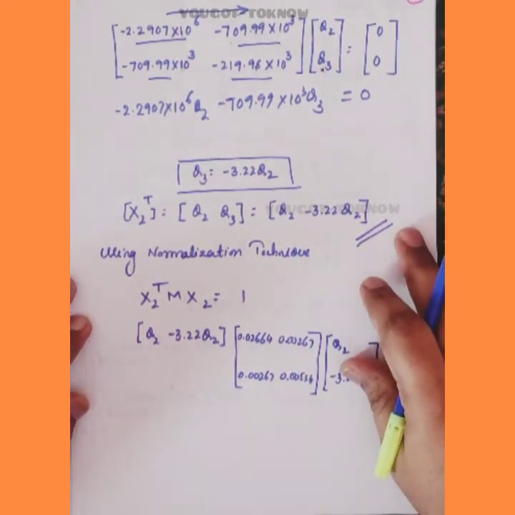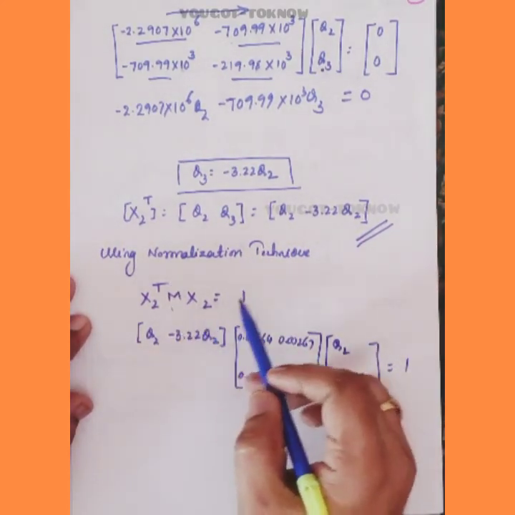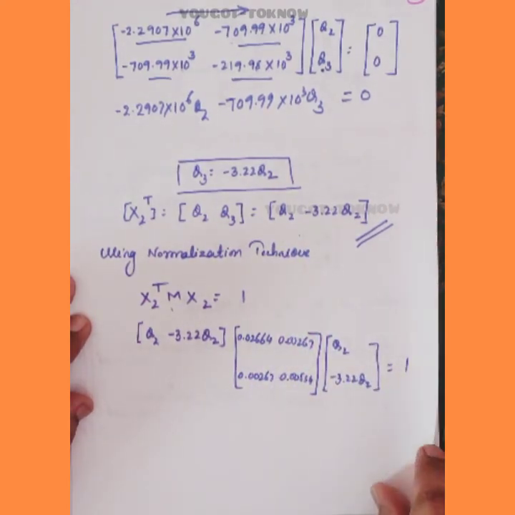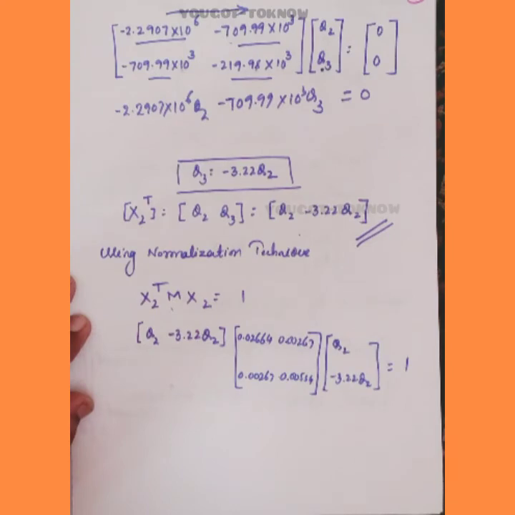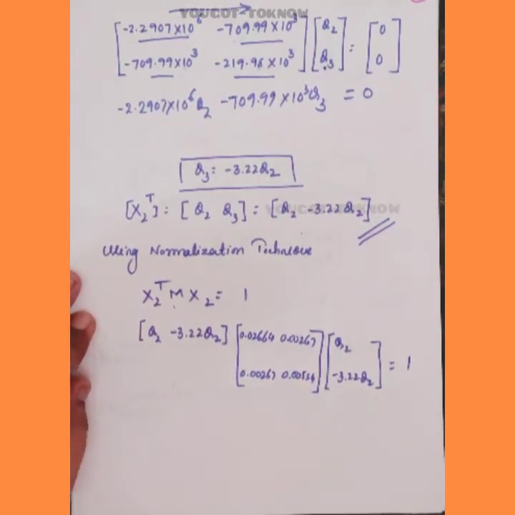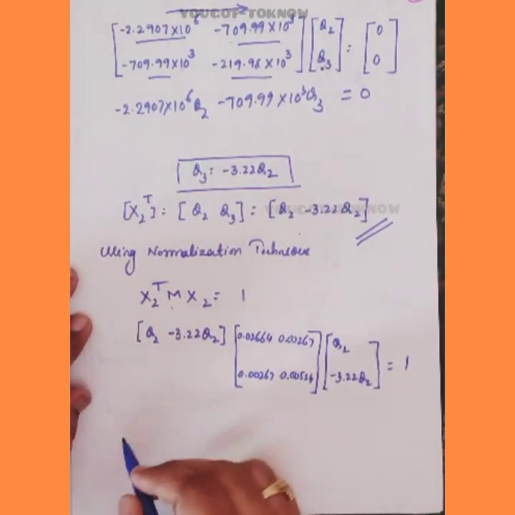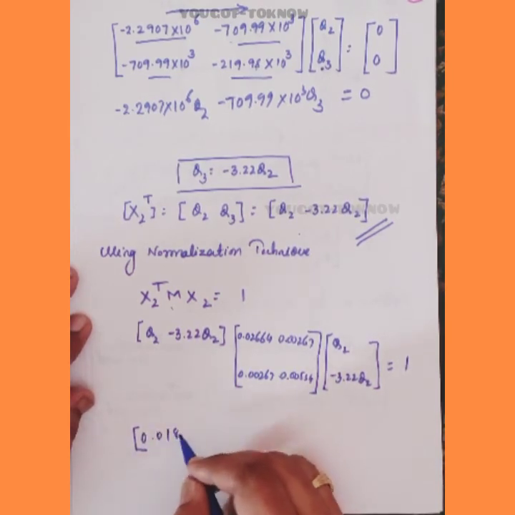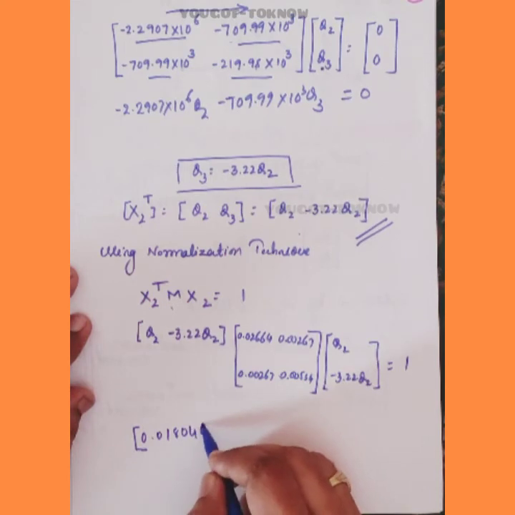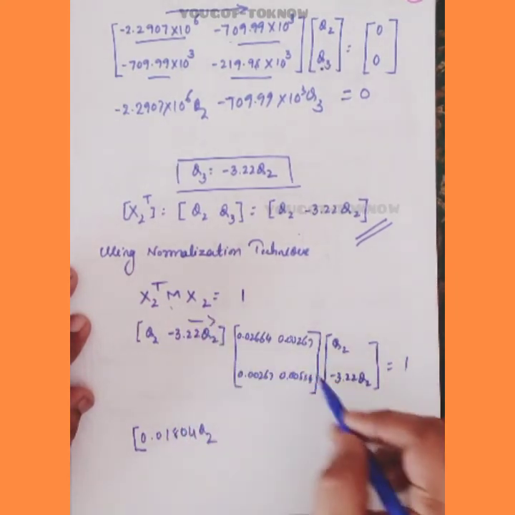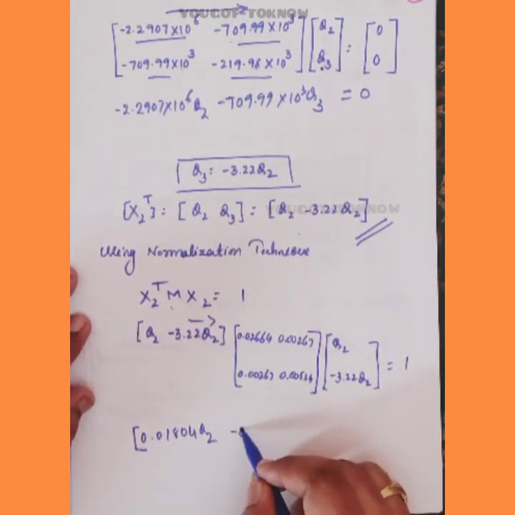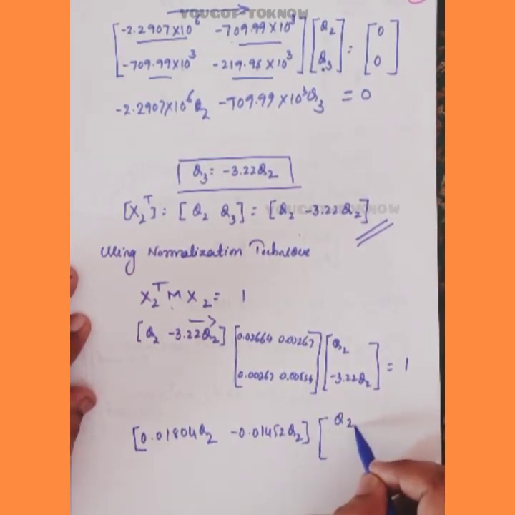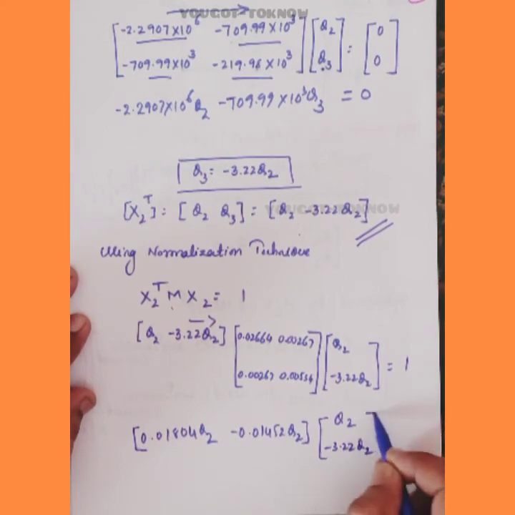Now, how to calculate Q2? Once again, go with your normalization technique: X2 transpose into M into X2. You know what X2 transpose is. Already you got it. M you know. Now, simplify this. If you simplify it, I'm going to get 0.01804 Q2, simplifying these two first, into minus 0.1452 into Q2, into Q2 minus 3.22 into Q2 equals 1.